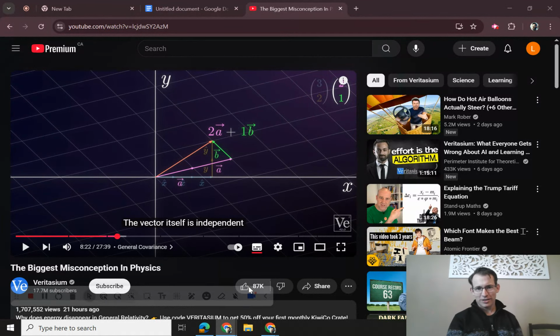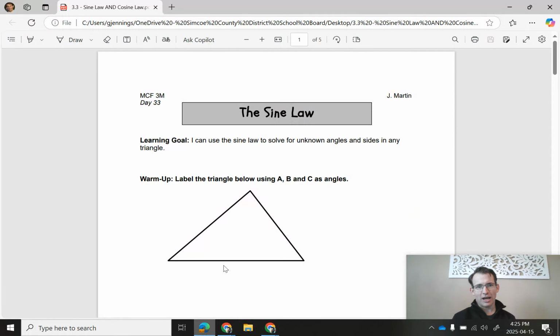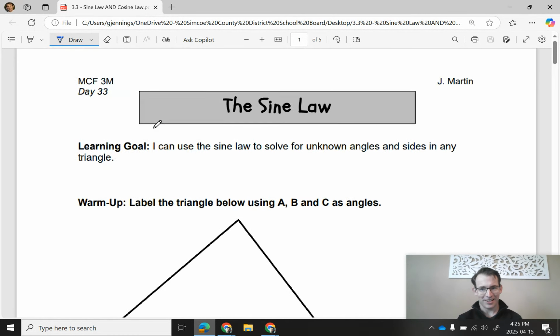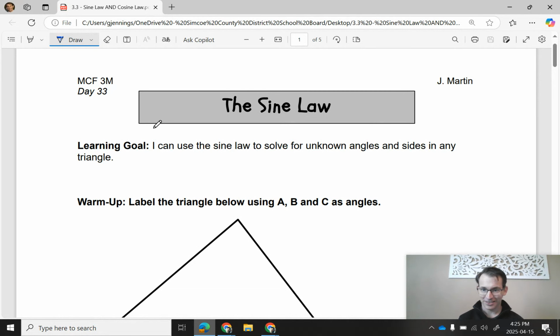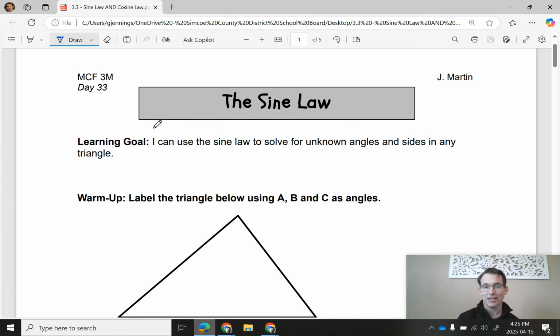It's Mr. Jennings, and we are looking at non-right angled triangles, okay? Most triangles aren't right angled. If you create a random triangle, it's very unlikely that it's going to have a right angle in it. Humans make a lot of right angled triangles, though. We really like square corners, and it certainly makes the math a lot easier.